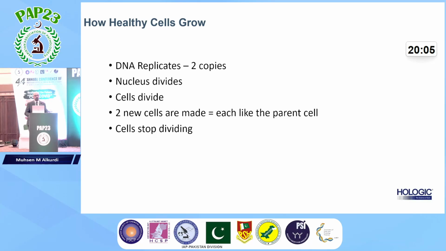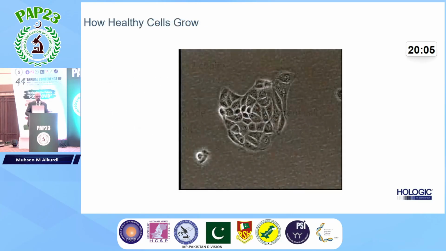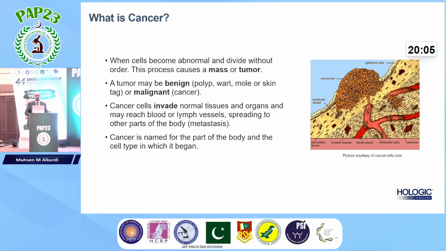The DNA duplicates and replicates into two copies within the nucleus, and then the nucleus will divide the whole cell into two identical cells, and this is, subhanAllah, how things grow within, I will not say only human, but every single living thing. This is how many cells look like when divided from one cell.